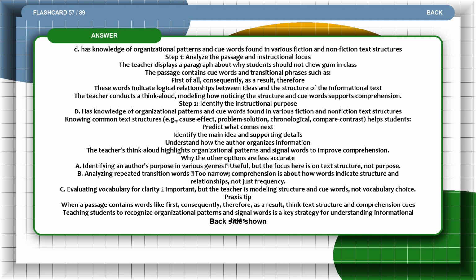Praxis tip: when a passage contains words like first, consequently, therefore, as a result, think text structure and comprehension cues. Teaching students to recognize organizational patterns and signal words is a key strategy for understanding informational texts.